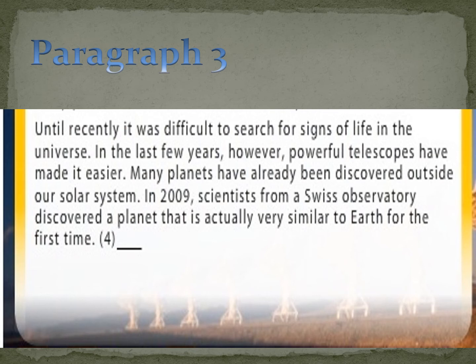In 2009, scientists from a Swiss observatory discovered a planet that is actually very similar to Earth for the first time. It just looks almost the same. They are so much alike. We said that the name of this planet is Gliese 581e, and it's about 20 light years away from Earth.